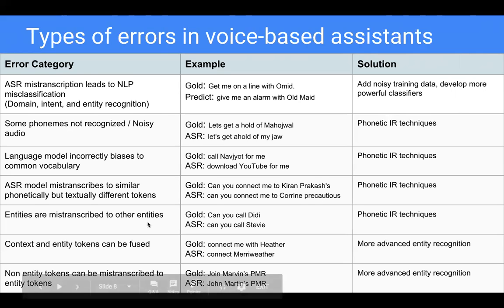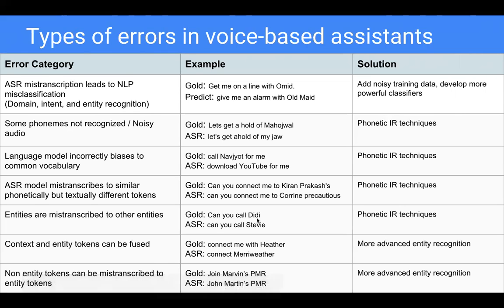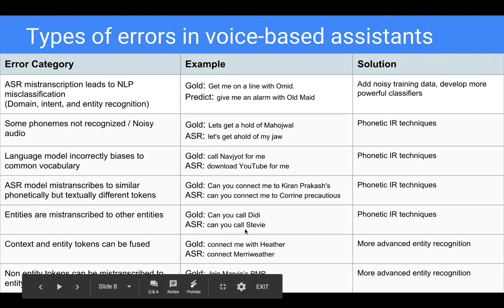The entities are mistranscribed to other entities. So in this case, it's quite standard. Can you call Didi gets mistranscribed to can you call Stevie? And so you might have Stevie as already a name that you want to match against. So again, you can do phonetic matching techniques to recover this error.